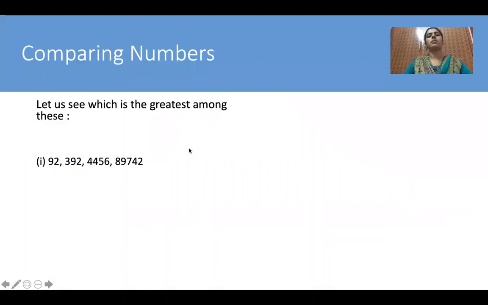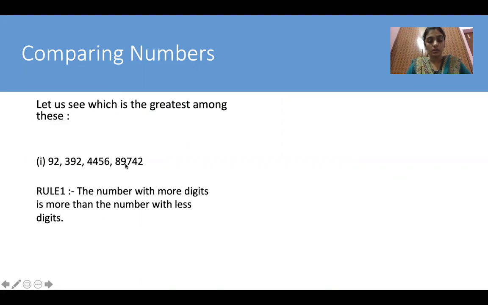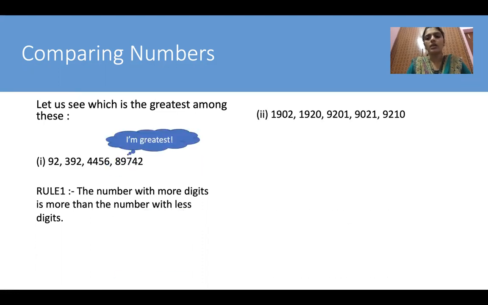Here are some numbers. We have to find out which number is greatest among these numbers. First we count the number of digits. As this number is having more digits as compared to other numbers, it is greatest here. So the greater number is 89,742. The number having more digits is always greater than the number having fewer digits. Now what about these numbers?